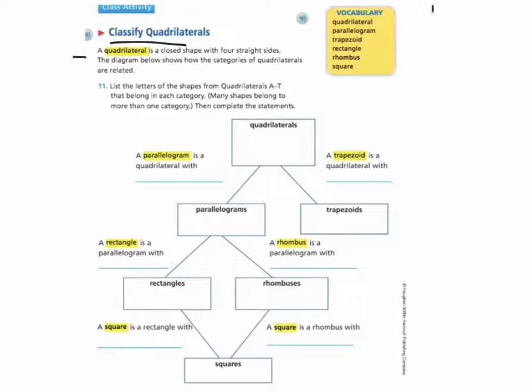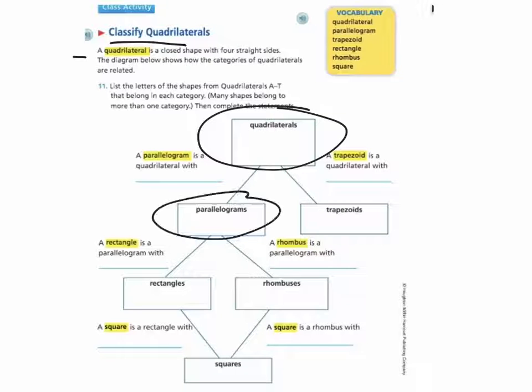So the first thing you have to understand is all of these are quadrilaterals because they all have four straight sides. Everything under this is kind of an umbrella, and they're all quadrilaterals. But not all quadrilaterals are parallelograms. By definition, a parallelogram is a quadrilateral with both pairs of opposite sides parallel to each other. Trapezoids don't have two pairs of opposite sides that are parallel. So those are not parallelograms, but they are quadrilaterals.